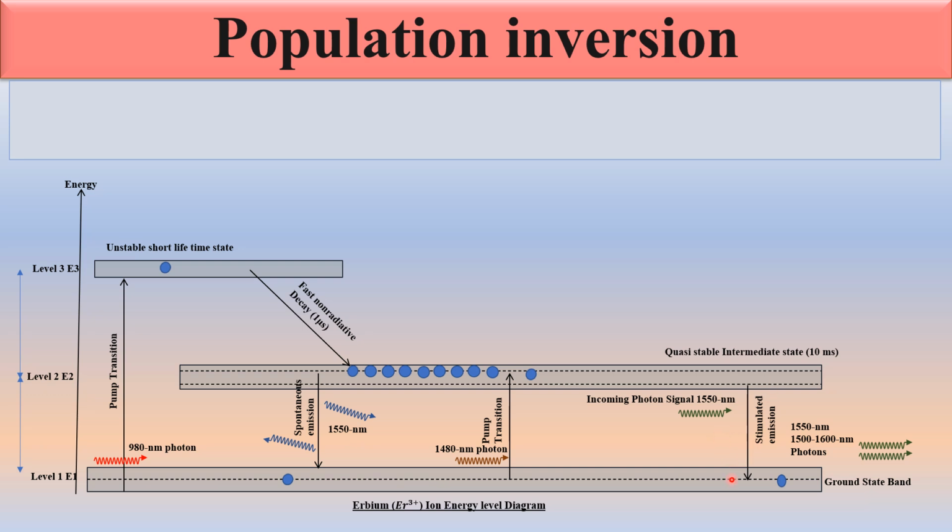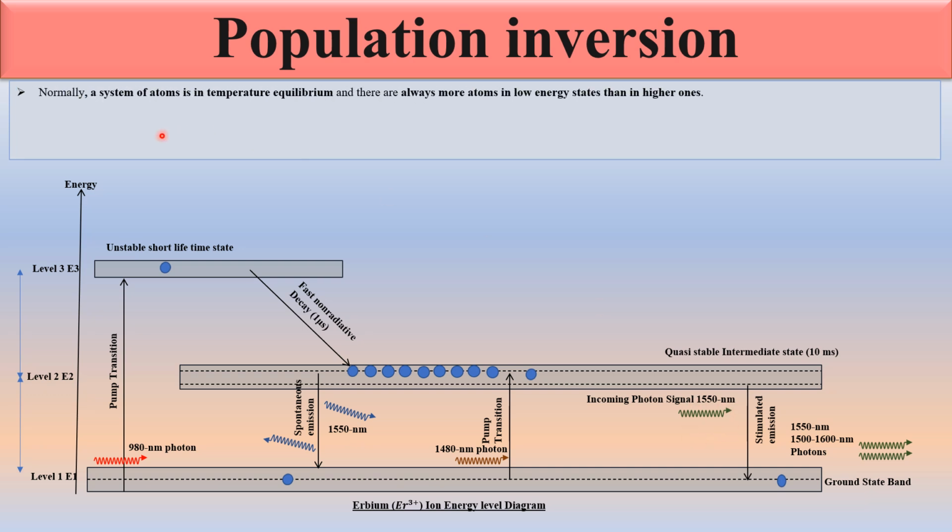And this emission is called stimulated emission. In this emission, the emitted photon has the same frequency and phase as the incoming photon signal, and thus this signal is amplified.